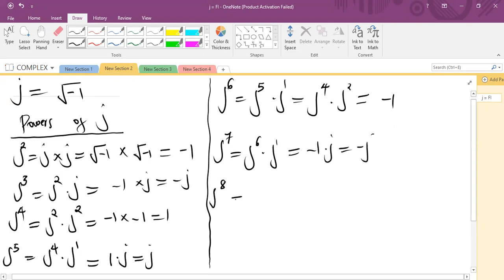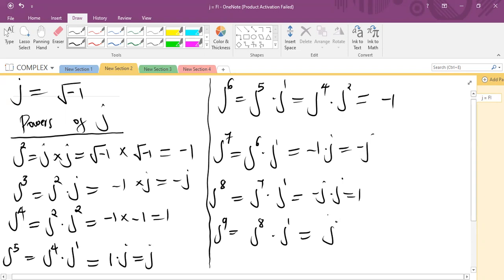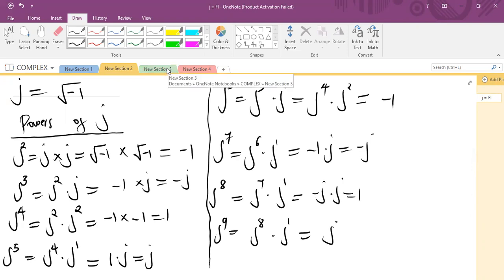j raised to power 8 is the same as j raised to power 7 multiplied by j raised to power 1. What is j raised to power 7? Minus j. So we have minus j multiplied by another j. And j times j will give us j squared, which is minus 1, multiplied by minus, this will give us positive. j raised to power 9, I can have as j raised to power 8 multiplied by j raised to power 1. j raised to power 8 is 1. So 1 times j will give j, and so on. So that is basically how we evaluate powers of j.